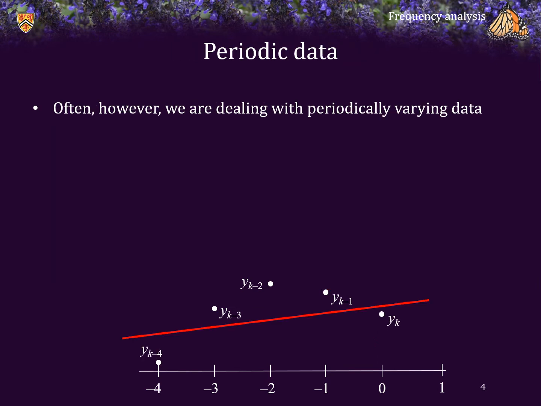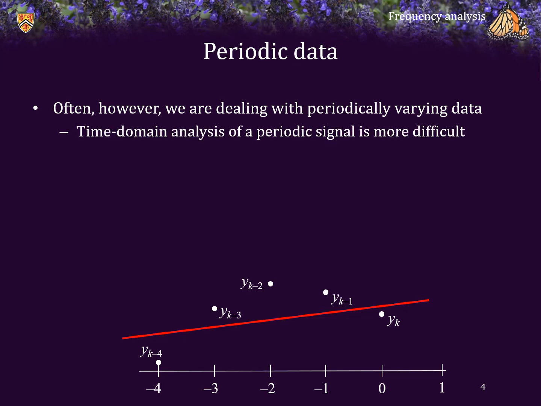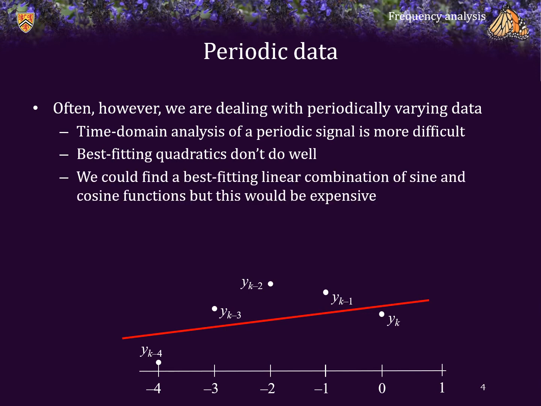Often, however, we are dealing with periodically varying data. Time domain analysis on a periodic signal is actually much more difficult. For example, best fitting quadratics don't necessarily do well. They don't tell us anything about the periodicity. We could find a best-fitting linear combination of sine and cosine functions, but this would be very expensive and a little bit suboptimal, as we will see.